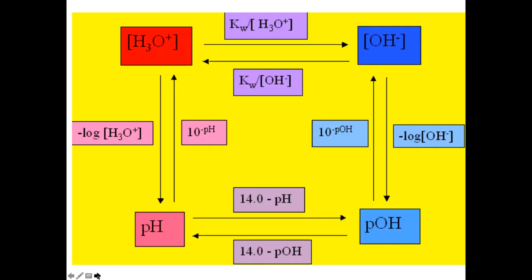Many of you guys have seen this before. This is the pH map, and this map will help you when it comes to doing basic pH problems. If you start from H+ and you're going to pH, you move along that line, and you take the negative log of H3O+. If you're going from pOH to OH-, you go up this line, and it'll be 10 to the negative pOH power. If you're going from H+ to OH- or vice versa, it's Kw divided by H3O+, and Kw is 1.0 times 10 to the negative 14. And then pH to pOH or vice versa is 14.0 minus the pH or the pOH.